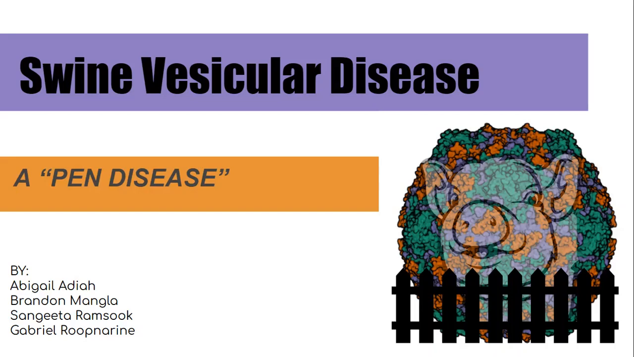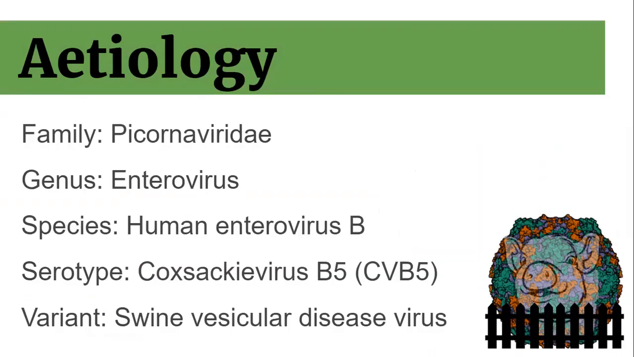Good day. Today we will be presenting on swine vesicular disease, a pen disease. Etiology. Swine vesicular disease is caused by swine vesicular disease virus, otherwise shortened as SVDV. SVDV is a member of the genus Enterovirus of the family Picornaviridae.